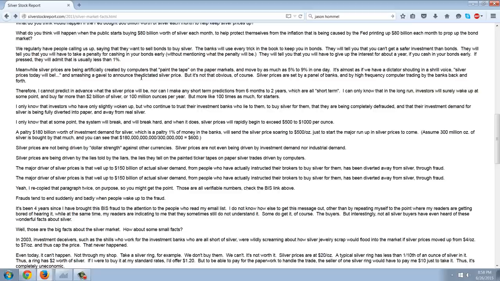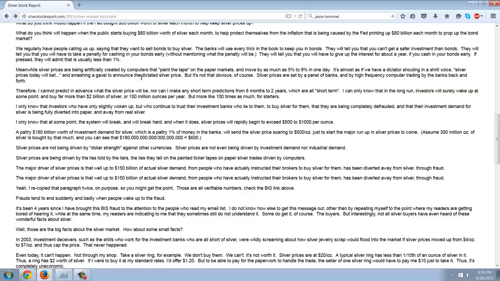If pressed, they will admit that it's usually less than 1%. Meanwhile, silver prices are being artificially created by computers that paint the tape on paper markets and move as much as 5 to 9% in one day. It's almost as if we have a dictator shouting in a shrill voice, "Silver prices today will be," and smashing a gavel to announce the dictated silver price. But it's not that obvious, of course.